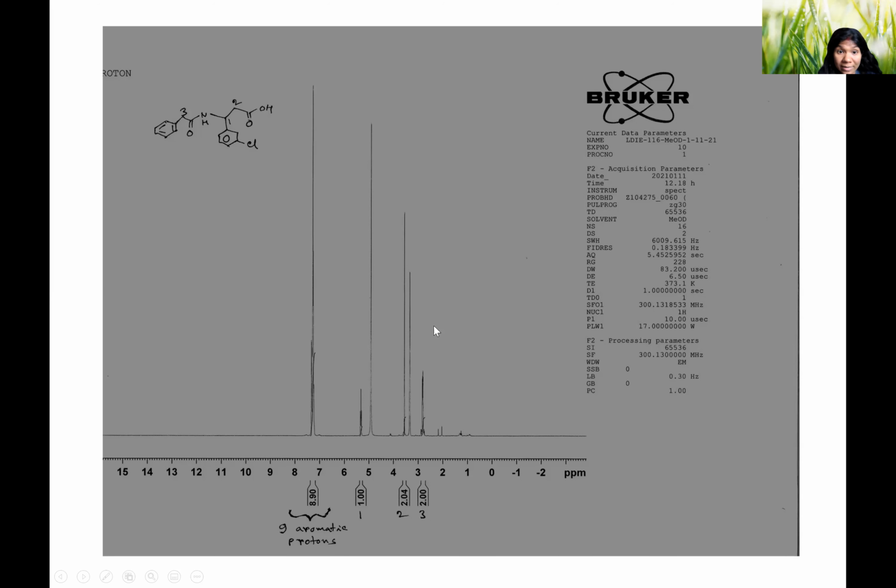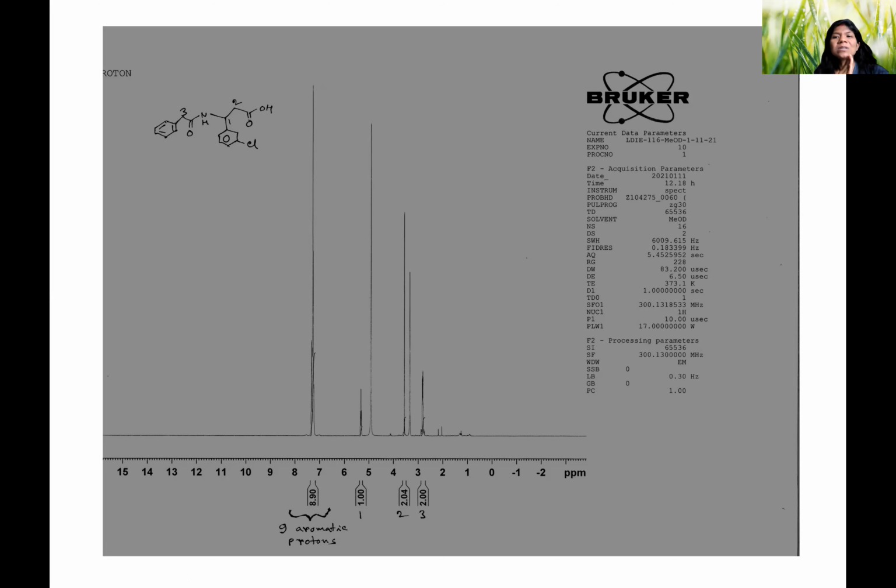And now let's check with the aromatic protons. So in the prediction NMR, we had seen that it has 9 aromatic protons, and it perfectly matches with this integration. It also has 9 aromatic protons. Okay, so here let's check which type of solvent I have used. I have used methanol D. So we will not see this NH peak over here, but this methanol D has solvent interference peak around 3.3 and 5.1.